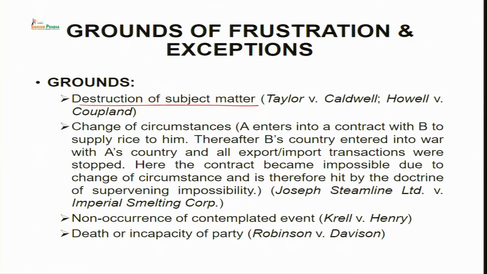So, if I may give you an example of this destruction of subject matter. In one of these cases, say a person is to perform in a particular theater or studio, and before the performance could actually take place, there is some kind of short circuit and the premises catch fire and are destroyed. This is what we call destruction of subject matter. And once the subject matter gets destroyed, the party is absolved from liability because the performance is not possible now.